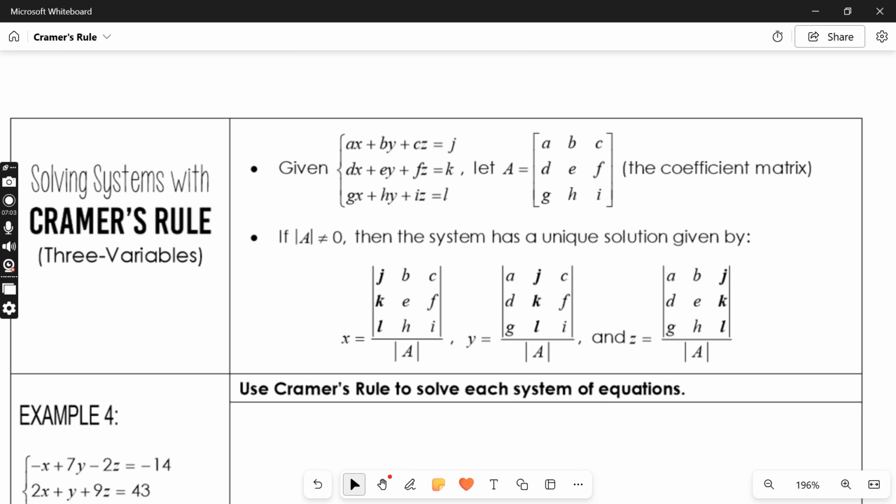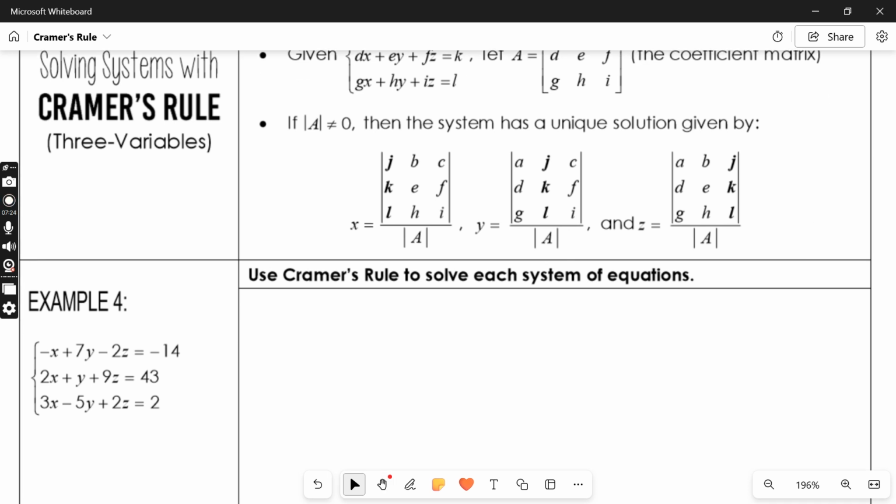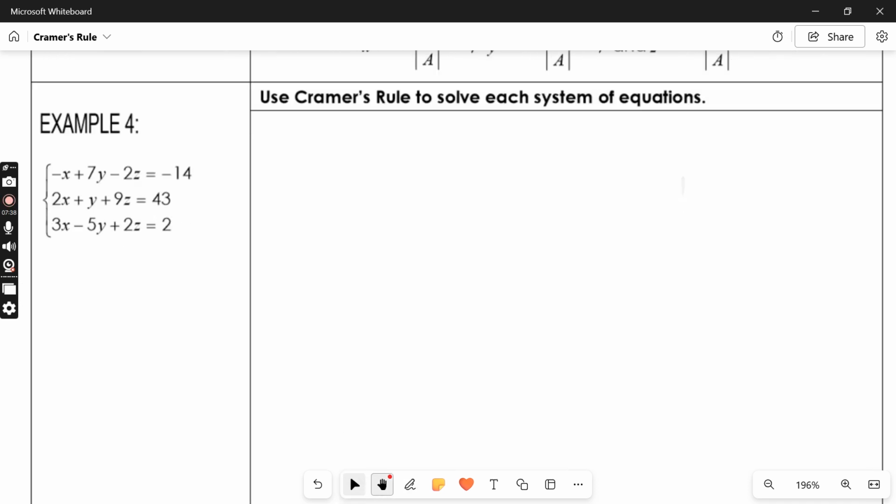All right, then we're going to look at 3 variables. It's the same thing. I would use my calculator to find my determinant when it comes to 3. But same thing, you're just replacing: if you're finding x, you're replacing the x coefficients with your answers, y coefficients with answers, then z coefficients with answers, okay? So let's try number 4.